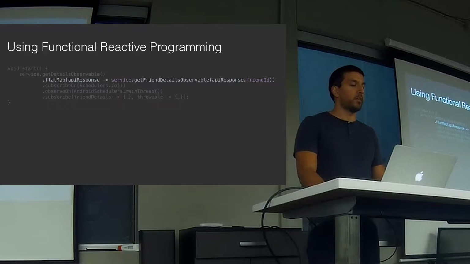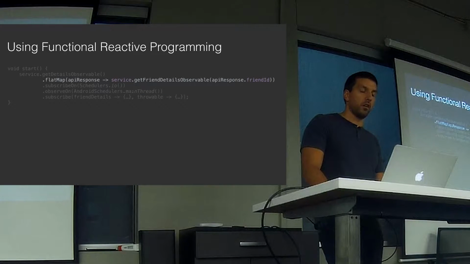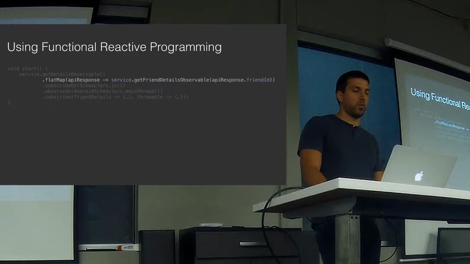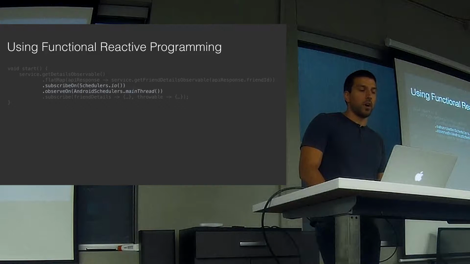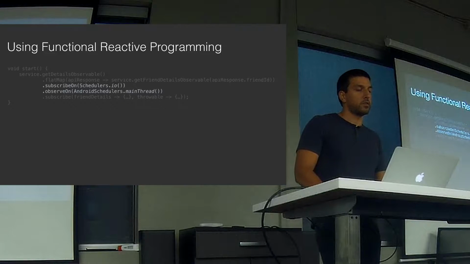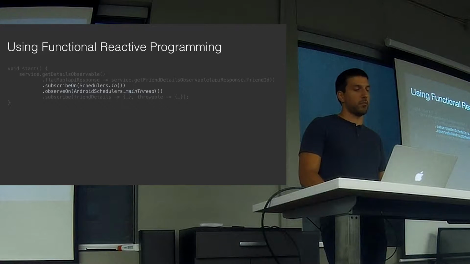We flat map it, which basically gives us the result of that first request and allows us to return another observable. So here we're doing the same thing we did before. We are using the friend ID from the first request and passing that into the second request. And then with these two operators, we define our threading. So we want to start on an IO thread, and when we subscribe, we want to be on the main thread because we're probably dealing with views. Obviously, that can be left off as needed.